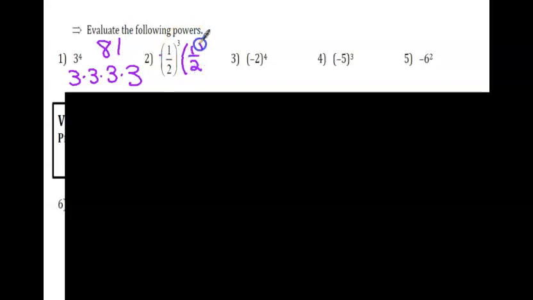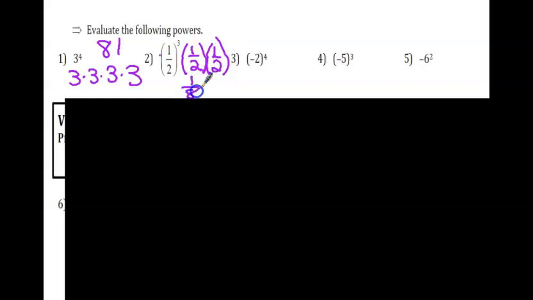So let's review some powers and bases and exponents and what all that means. The base of number 1 would be 3, and the exponent is the 4th power. What that technically means is that I have four 3's. So this answer would be 81. For number 2, what that means is I have three 1/2's. So then that would become 1/8.